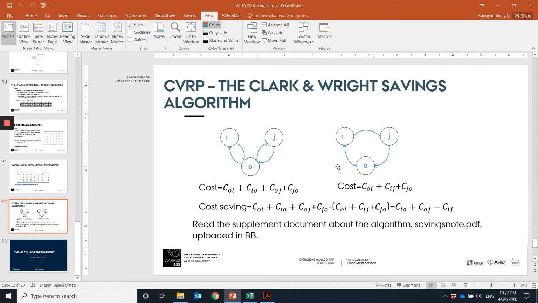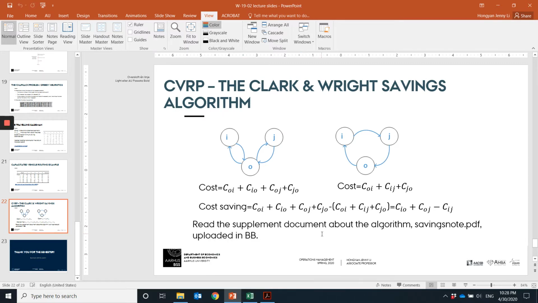If we look back at these two sketches, you can see the route from customer i to the depot and the route from the depot to customer j are saved. Then you add one new path from customer i to customer j. That's why we call it savings: two savings minus one expense. That's how you calculate the cost savings. For more details, do check the reading material.